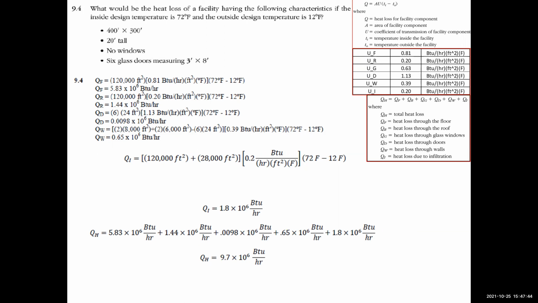So for example, for the floor, make sure that you get the right area for the floor. In this case, that's 120,000 square feet. And then the rest is just a multiplication of that factor, 0.81, times the temperature difference. For the roof, it's the same dimension, 120,000 square feet. The coefficient is different. For the doors, we have 6, and the area of each door is 24. So QD is 6 times 24 times the coefficient, multiplied by the temperature difference.